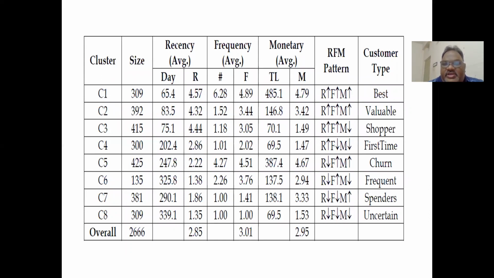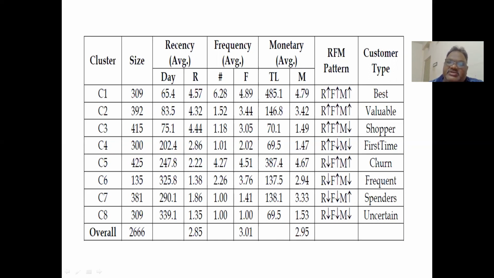So the last one is to talk about customer segments. If R score is high, F score is high, and M score is high, then we call it the best customer. Again, R score is high, F is high, and M is also high, then we call it a valuable customer. If R score is low, F score is low, and M score is low, we call it an uncertain customer. Again, R is low, F is low, but M is high, then the spender should be targeted. R is low, F is high, and M is high, then a more frequent customer.